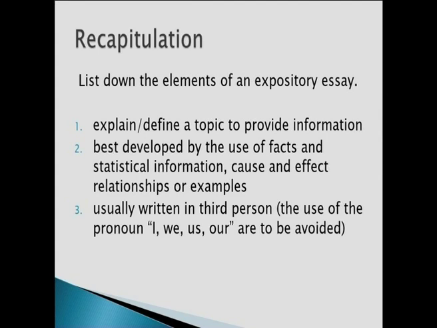Now let's go on to the third element. Expository essays are usually written in third person point of view. And why is it so? Because the moment you use I or we or us or our, then your information becomes biased, unless you have the credibility to claim authority on the information that you are providing. So it's very important to use third person point of view. So he, she, it, they, these are the ways. And we will be discussing more on these elements in our upcoming lesson.